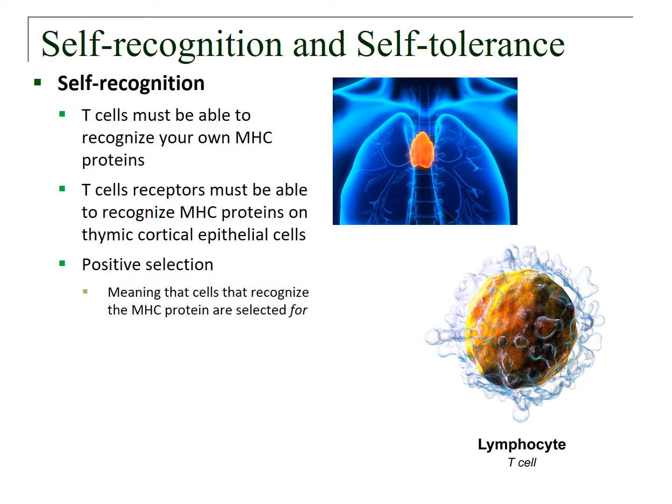So self-recognition is when T cells can recognize your own MHC proteins, and they basically have to do so by recognizing MHC proteins on thymic cortical epithelial cells, which I know sounds like a mouthful, but the thymus has a cortex, and the cortex is lined with epithelial cells, and those epithelial cells display self-MHC proteins. And so the cells that recognize that MHC protein get selected for. So this is self-recognition. Can you recognize something as self?